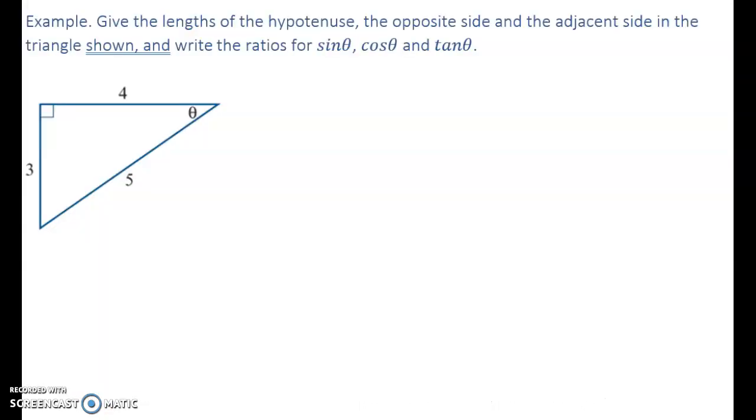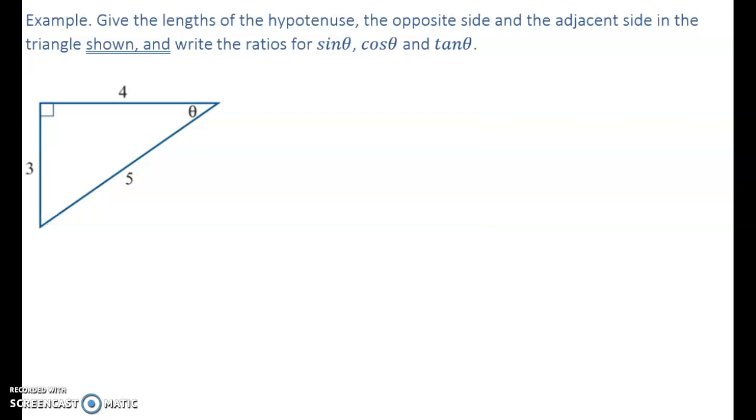Okay, here's the first example. Give the lengths of the hypotenuse, the opposite and the adjacent side in the triangle shown, and write the ratios for sine theta, cos theta, and tan theta. We're supposed to find the lengths of the hypotenuse, opposite, and adjacent sides of the triangle, and then write the ratios for sine theta, cos theta, and tan theta.